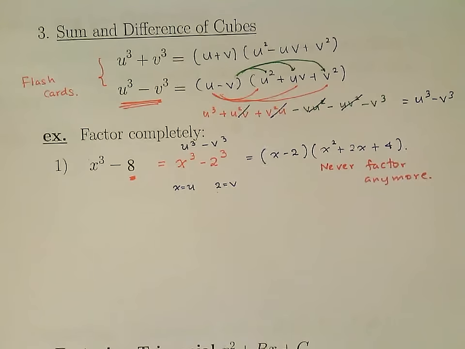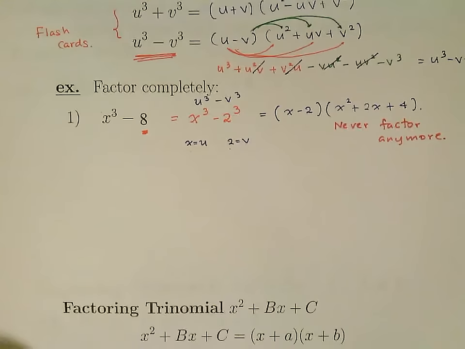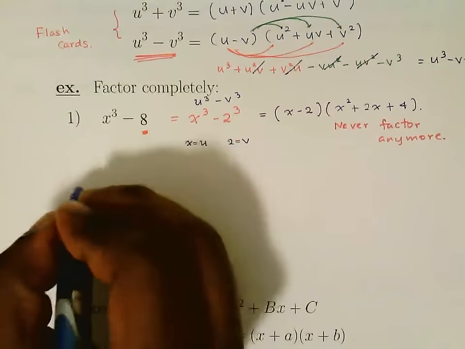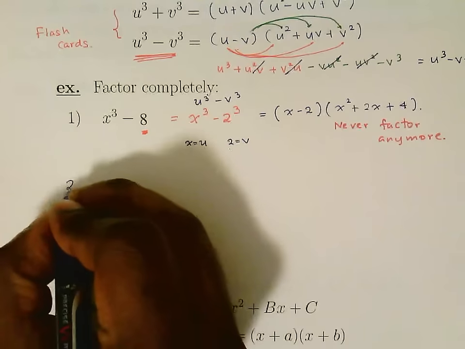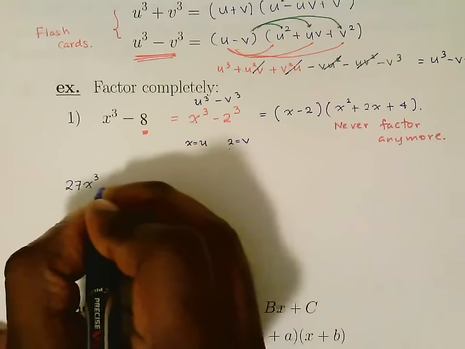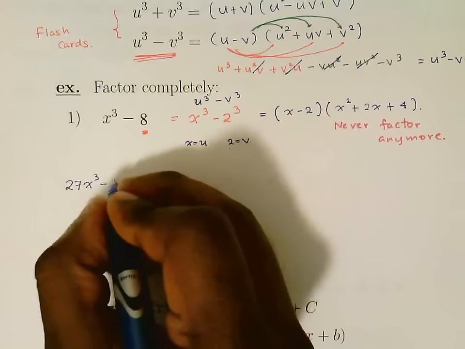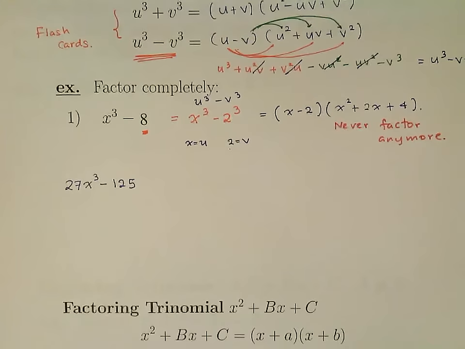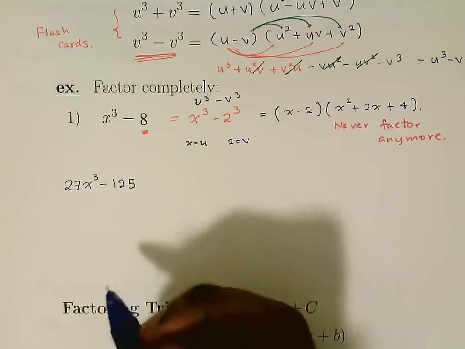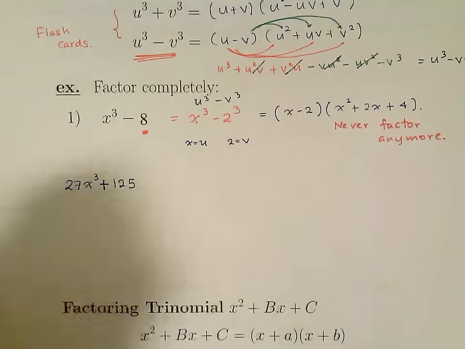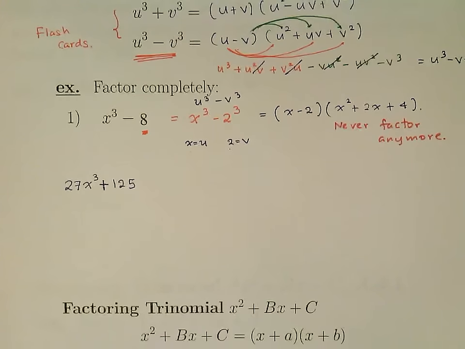Let me do one more, and you will see some more questions in lecture part 2. So let me do something else. Let's say 27 x cubed minus, how about, 125. Let's do plus. Again, you can see that it's a cube term and you have a binomial, which means it's a cube formula, but it's not exactly clear which is your u and which is your v.